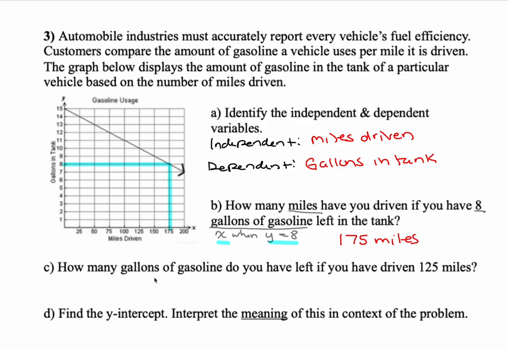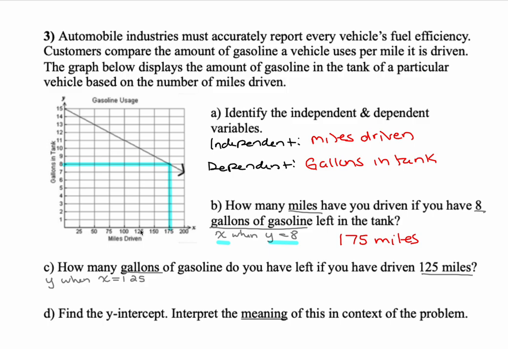Next it says, how many gallons of gasoline do you have left if you have driven 125 miles? So this time, the 125 is miles you've driven, so you have the X. How many gallons of gas means we don't know the Y. So we want to know what is Y when X is equal to 125. So I'm going to use a green highlighter for this. Just use different colors to show different things.